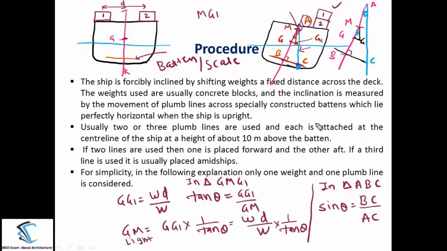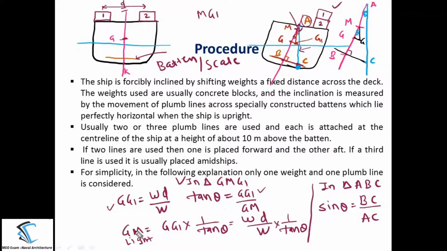Now to calculate the GM value, that is the GM light, how to calculate that? You have to see the triangle GMG1, where tan theta is equal to the opposite side, that is GG1, divided by the adjacent side GM. Now we know that GG1 you can calculate like this: GG1 is equal to small w into d divided by capital W.